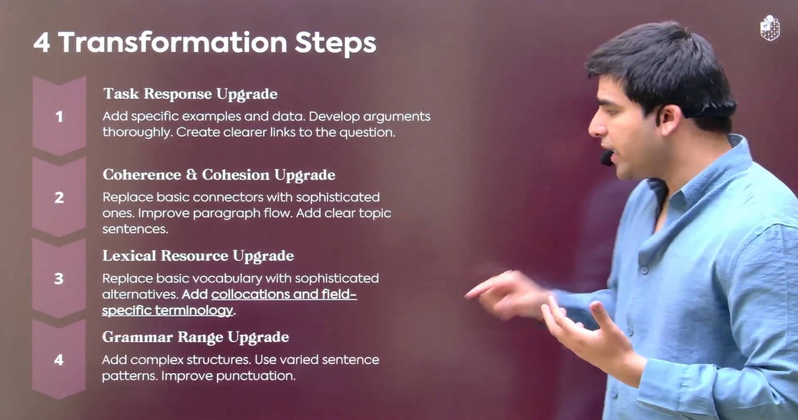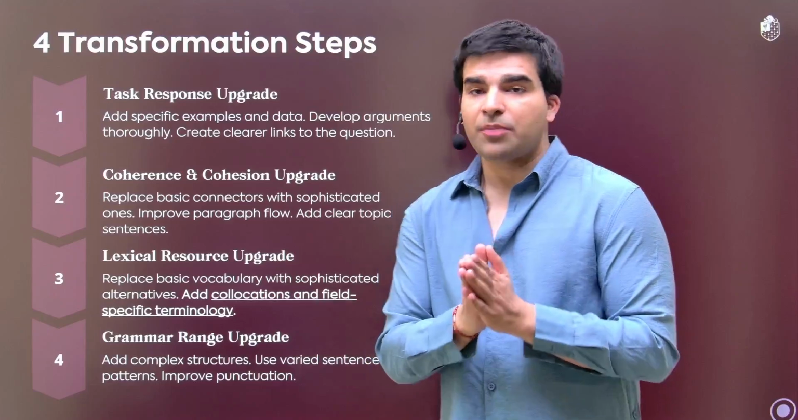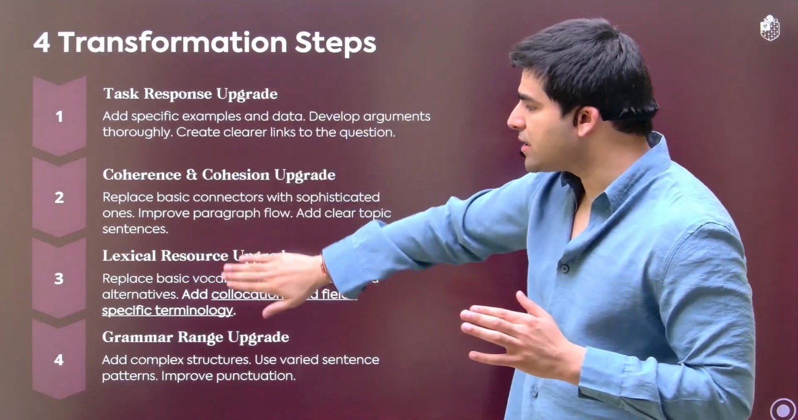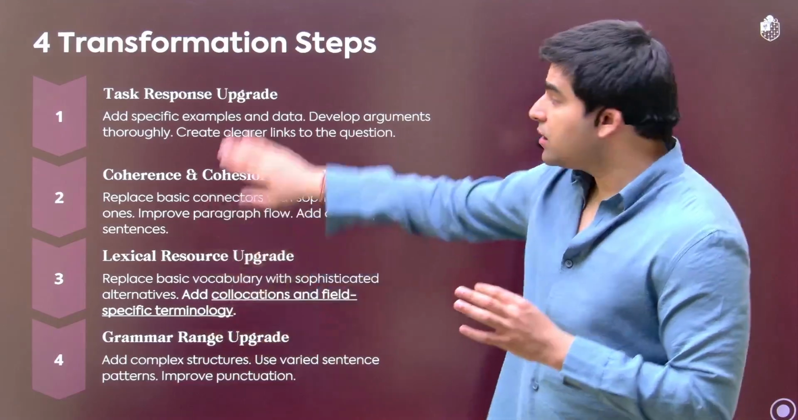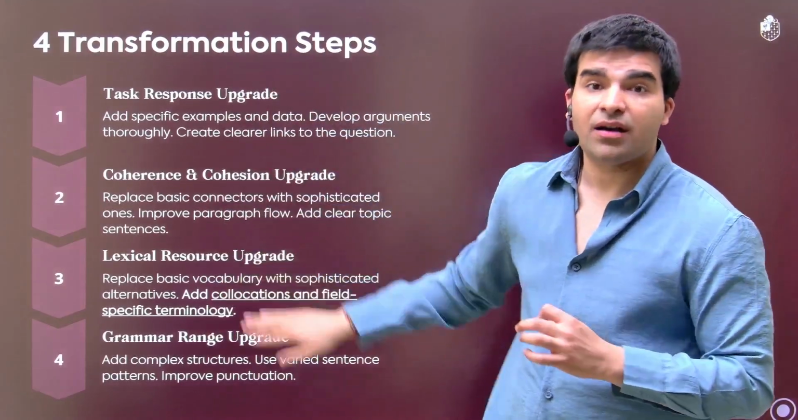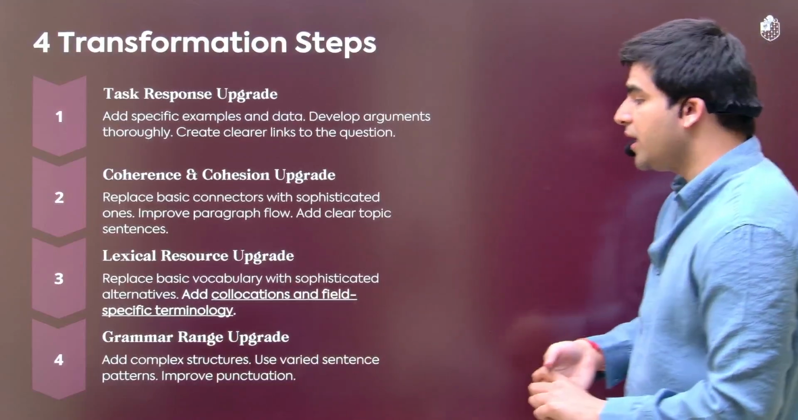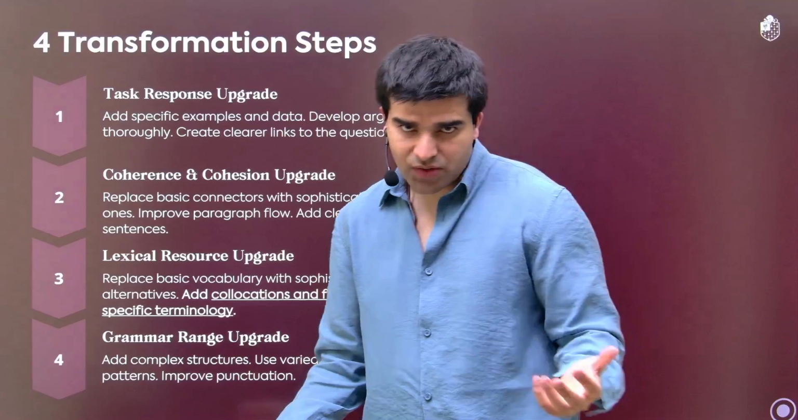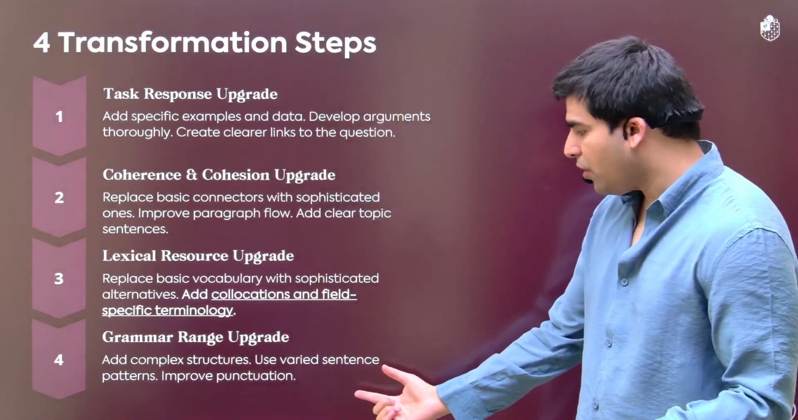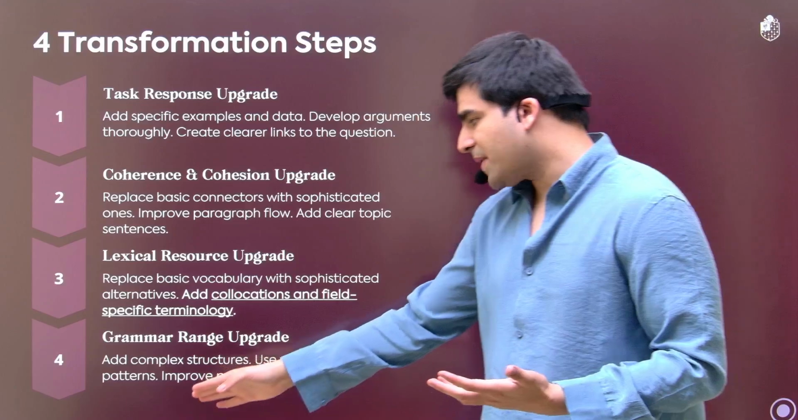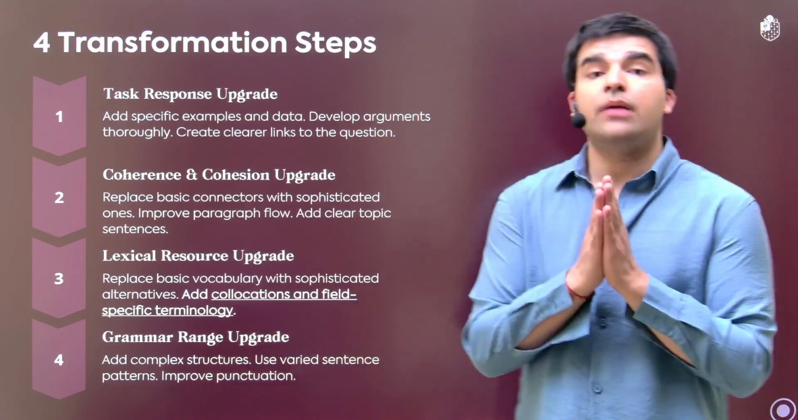The last one is grammar range upgrade. Can you see what all these components here are? These are band descriptors of the IELTS exam. So the last one here is grammar range upgrade, which means add complex sentence structures, which we mentioned before, variety of sentence patterns, and most importantly, improve punctuation.